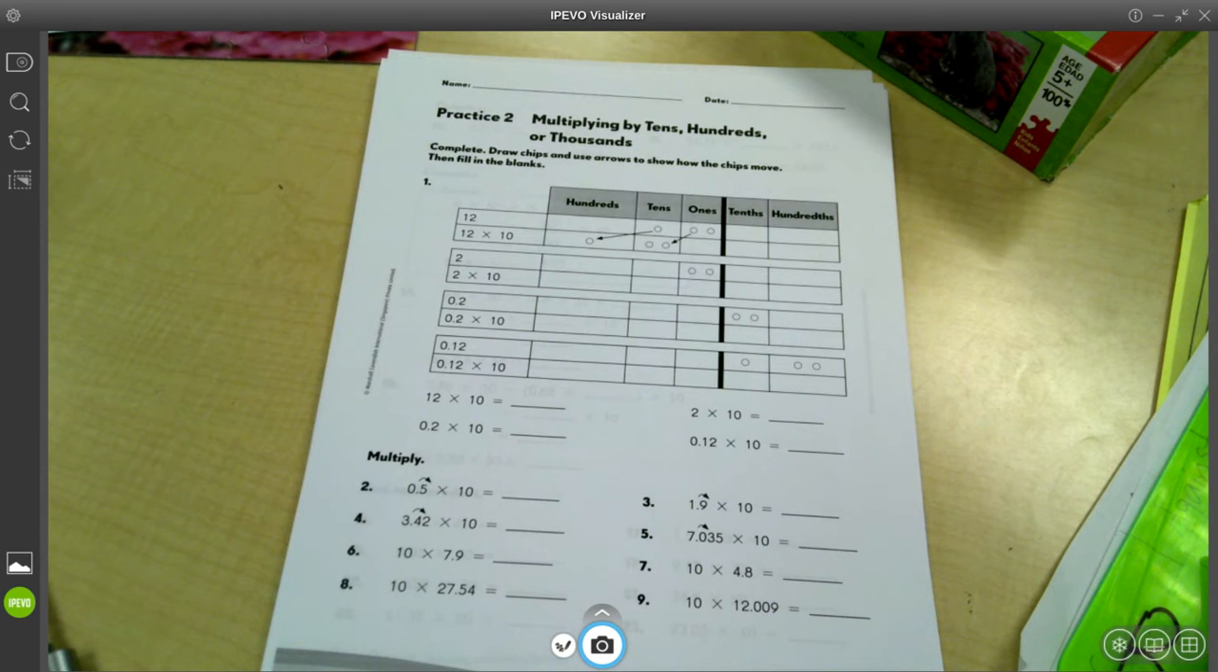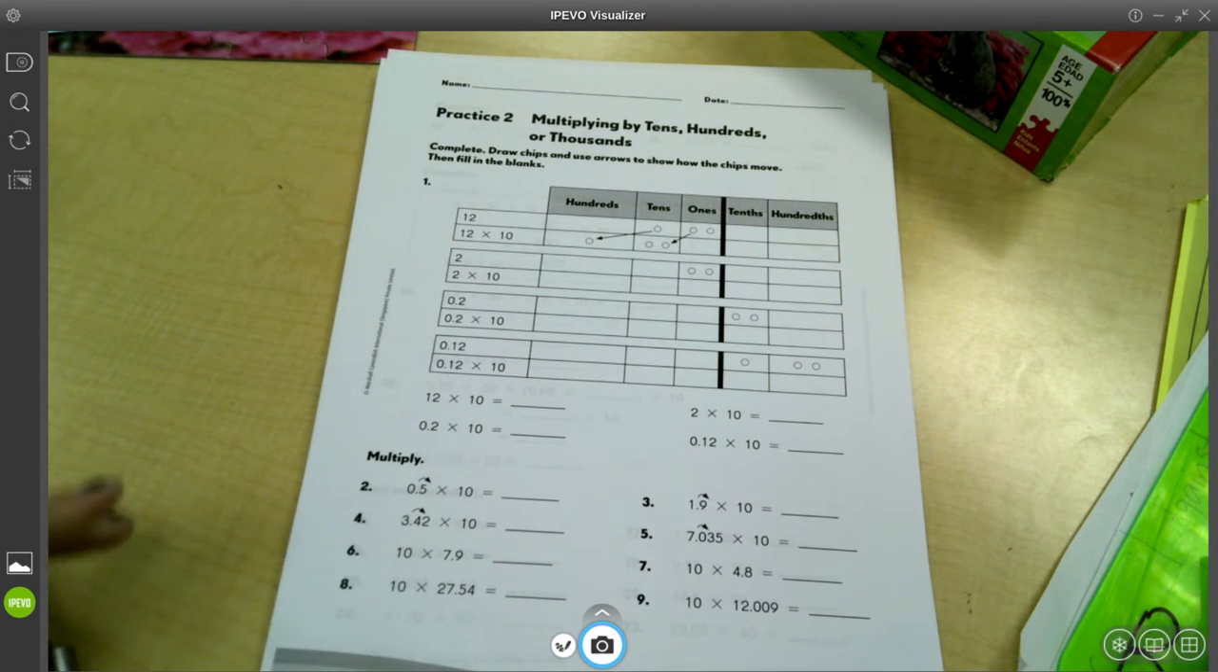Hello, welcome back. We are on practice 2, multiplying by tens, hundreds, or thousands. So we're thinking back to what we learned about how our numbers are shifting to the left as we multiply. We're getting, right, our number needs to get bigger. We're multiplying. We're shifting to the left here.